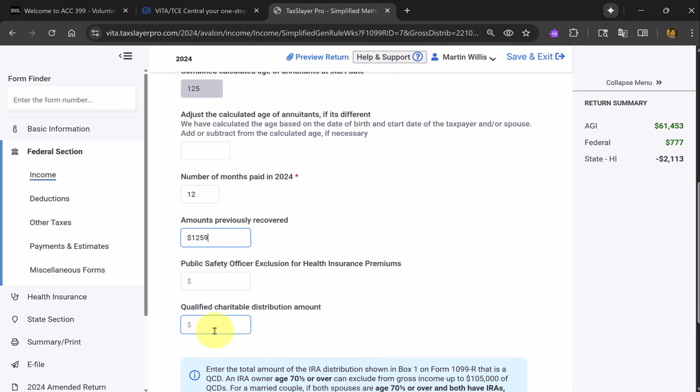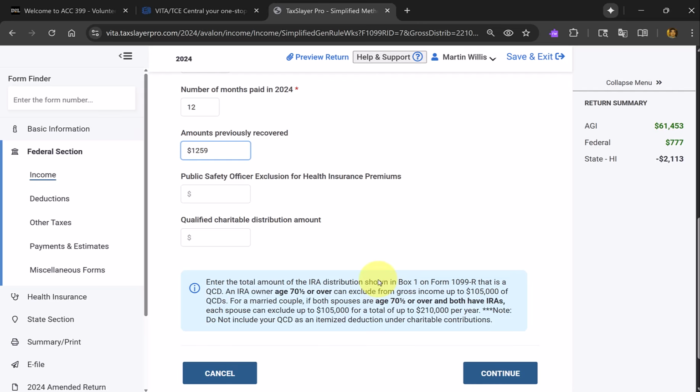We're not contributing anything from this pension into a qualified charitable distribution. This wouldn't apply since this is not an individual retirement account, like mentioned down here. So let's continue.